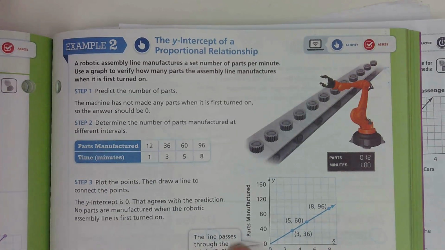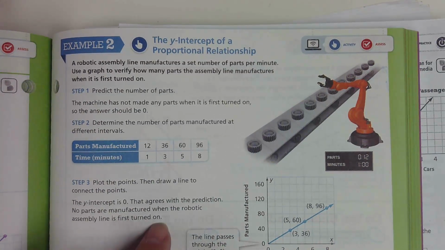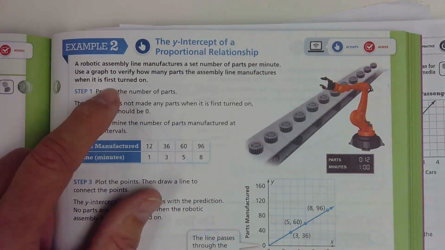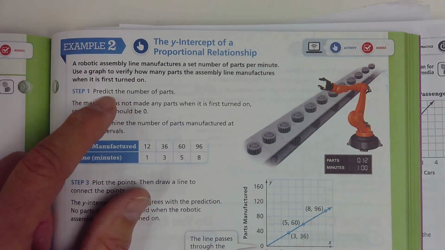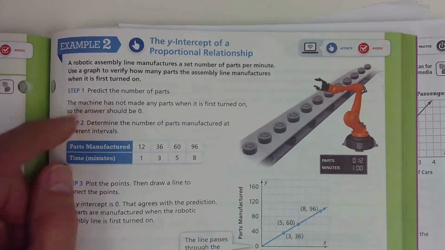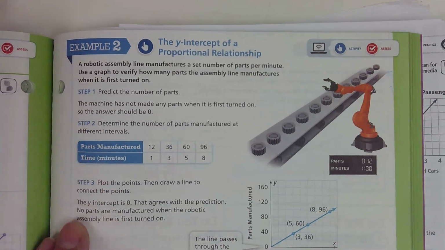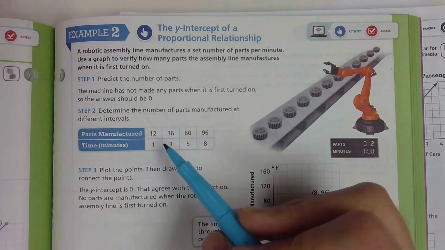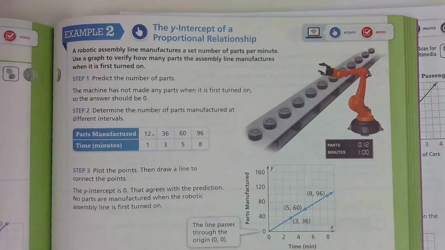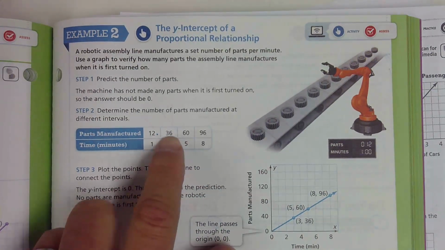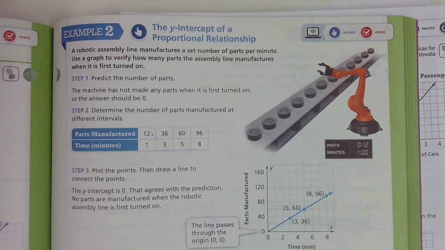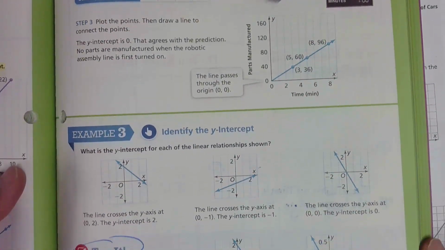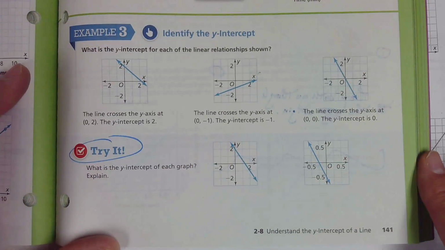A robotic assembly line manufactures a set number of parts per minute. It says use a graph to verify how many parts the assembly line manufactures when it first turns on. Well, this one's pretty easy here because you can just go to 1 minute and see that they'll do 12 parts per minute, and you can see it's proportional. So that's a pretty easy example. Let's look at example 3 here.